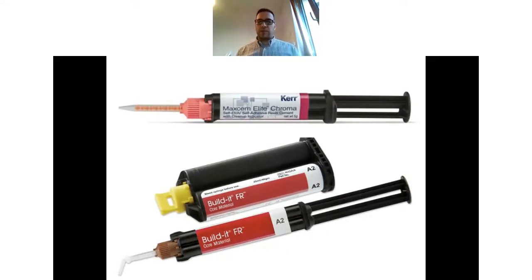Sometimes we will use composite cement. Sometimes we will use core material. Why core material? Because core material is really strong. So if there is really a wide root canal and we want to use something stronger, we can either use several posts inside of the root canal, or we may use a core material.